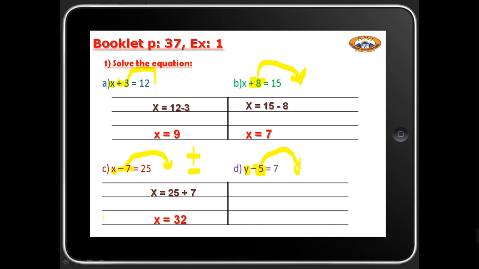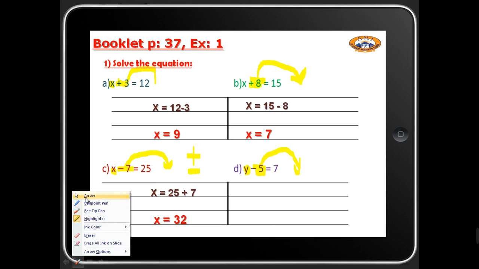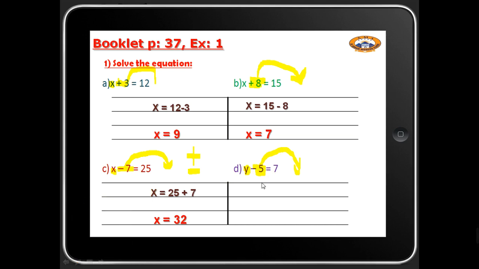Very good. So the first part of solving the equation, the y here became, yes, 7 plus 5, which gives me the y here is equal to 12. Let us check our answer. Remove y and write instead of it 12. So 12 minus 5, yes, excellent, it will give me 7. So this is a correct answer.